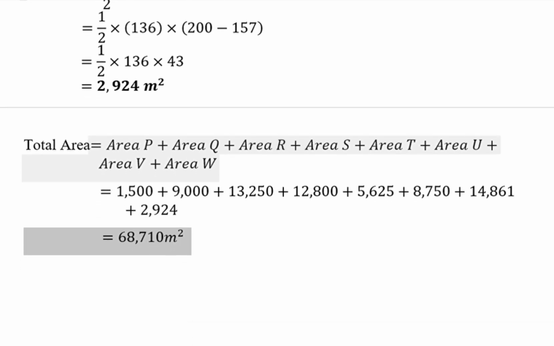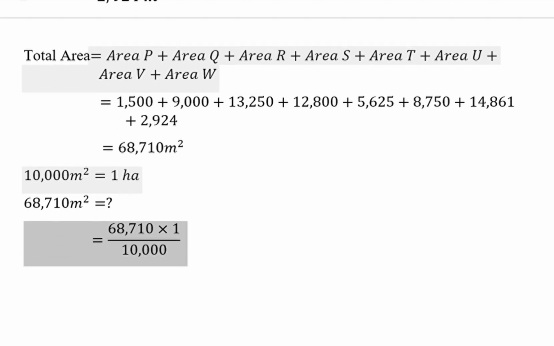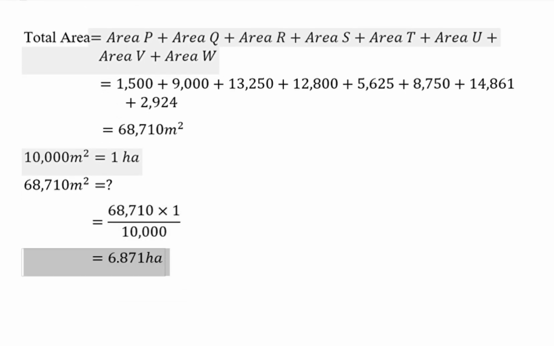Then now the question wanted us to get the area in hectares. So you will say 10,000 square meters make 1 hectare. So how many hectares will this make? It will be equal to this times this divided by this. And when you do that, you will get 6.871 hectares. Thank you.